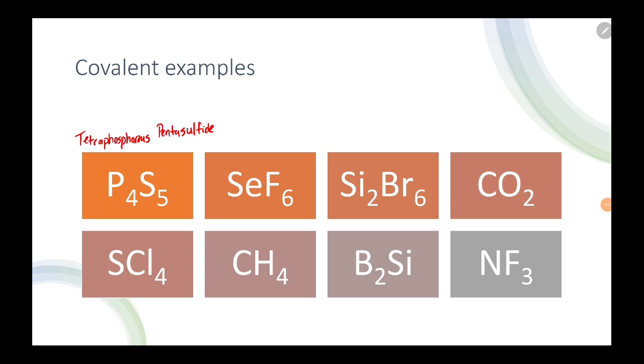The next example we see is SeF6. Since there is only one selenium atom, and Se is the formula for selenium, we won't say monoselenium, we will just say selenium. And then F6 is going to be hexafluoride. In the next example, we see the formula Si2Br6. That is all nonmetals, so that is a covalent compound. We have to use prefixes to indicate how many atoms are there. This would be disilicon hexabromide.